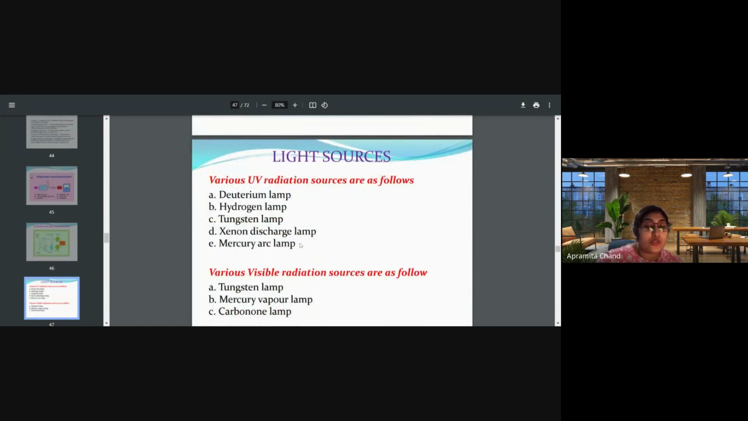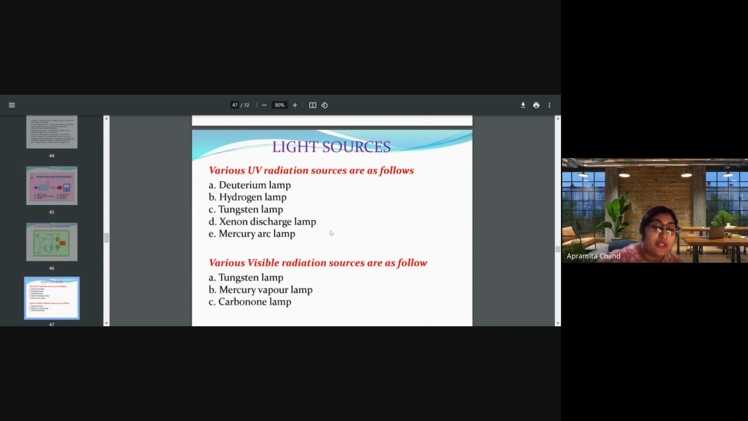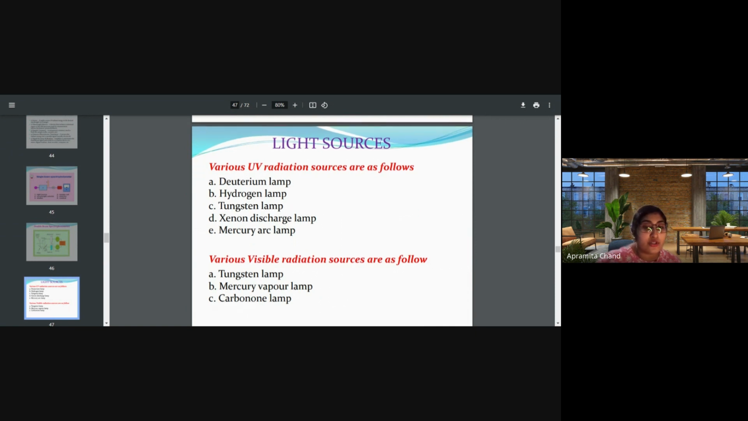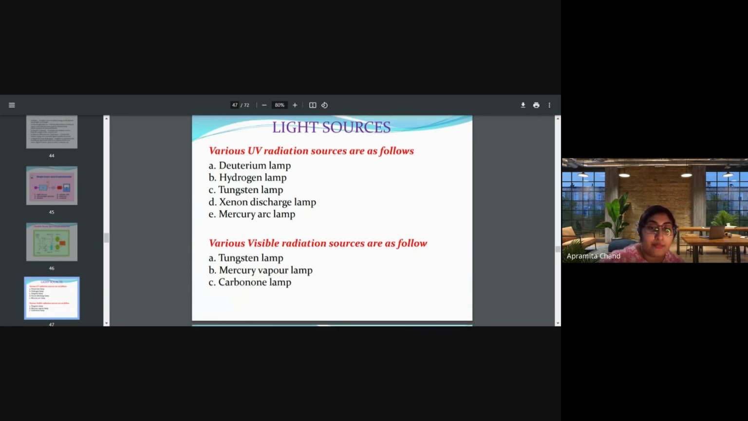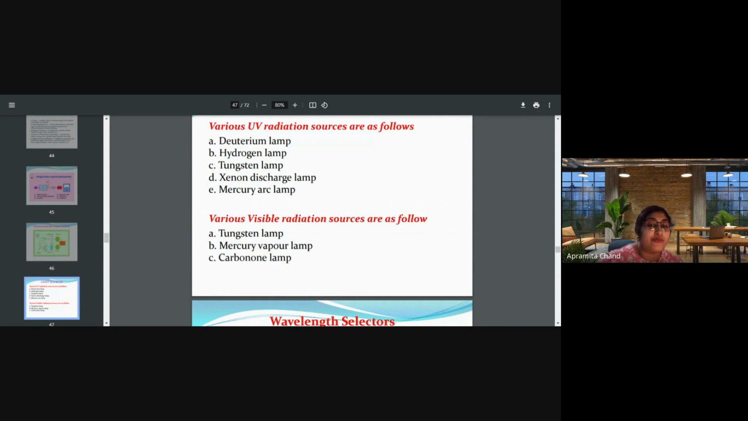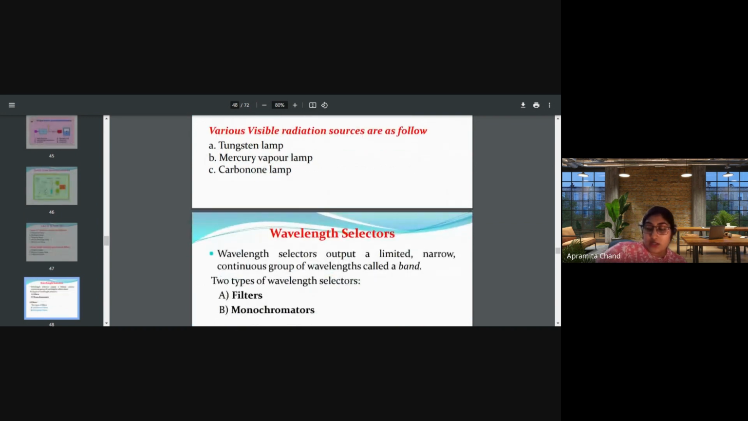What are the sources of UV visible spectroscopy? Very important question. This had also come in a previous year question paper. What are the sources of UV radiation? So these are the sources: deuterium lamp, hydrogen lamp, tungsten lamp, xenon discharge, mercury arc lamp. For visible radiation, what are you using? Mercury vapor, carbon lamp. So all of these things you are using.